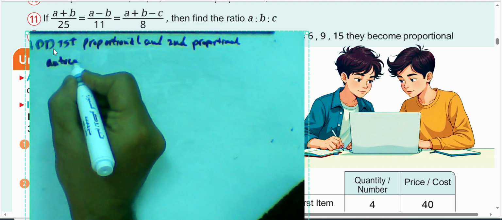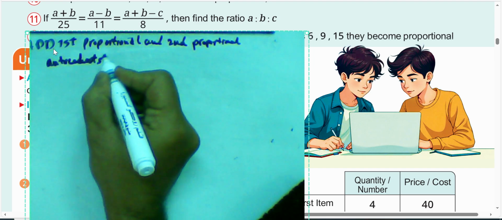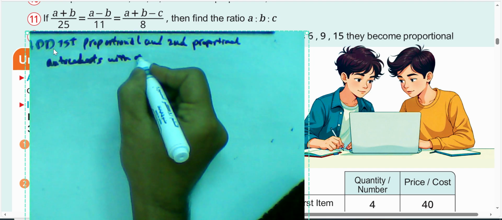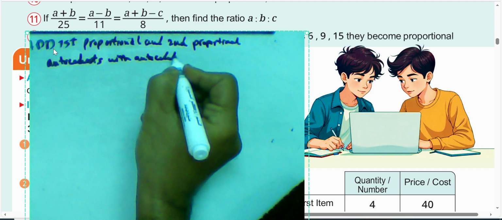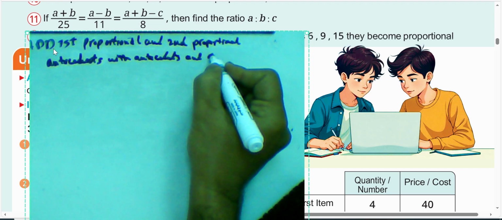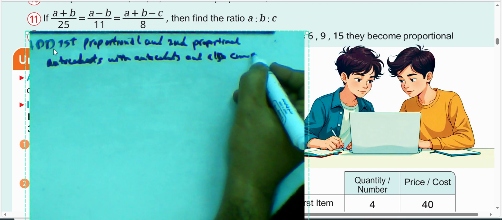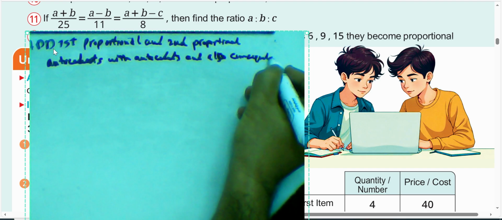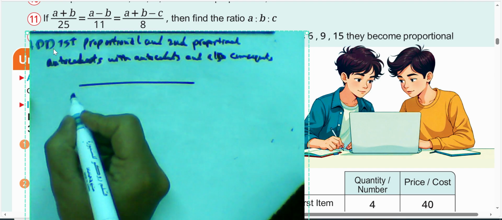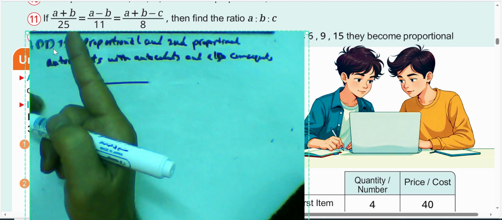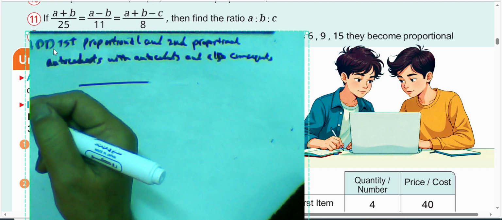Antecedent with antecedents, and also consequent. Okay, first step, we can add first proportional by second proportional.